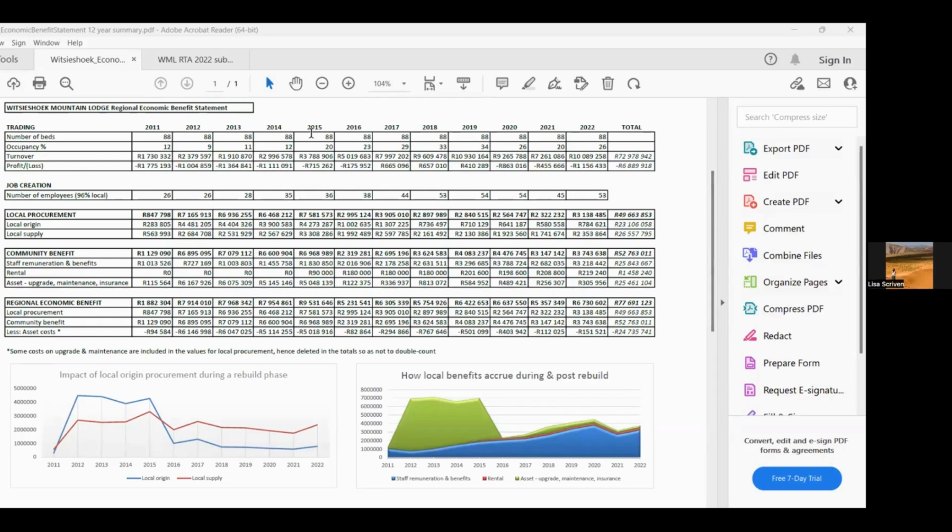Thanks. Okay. What we take is information that comes out of our audited financial statements and we present specific components of that information. We track it over the years from when we started until now. We track the number of beds that we have, the percentage occupancy, our turnover. This number comes straight out of our audited financial statements. The profit or loss that we incurred that year, the number of employees.